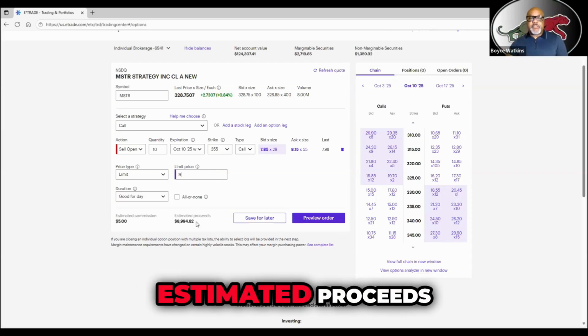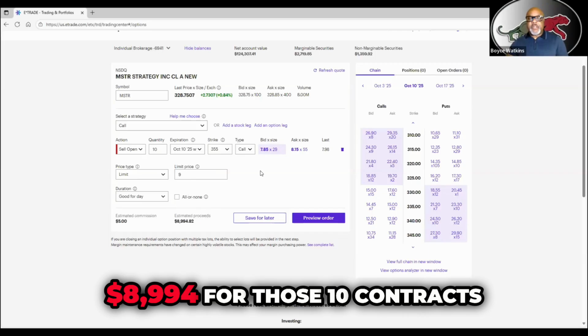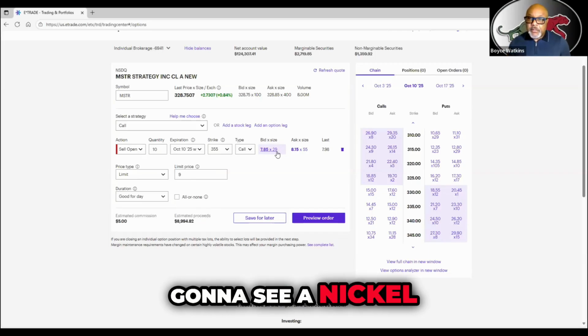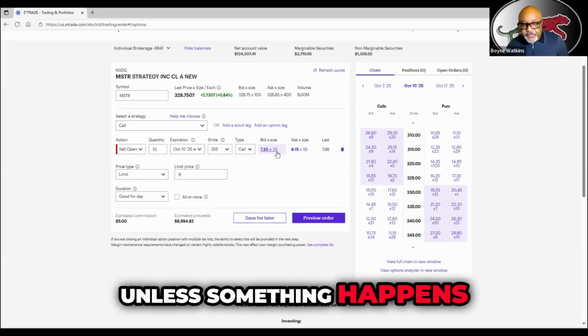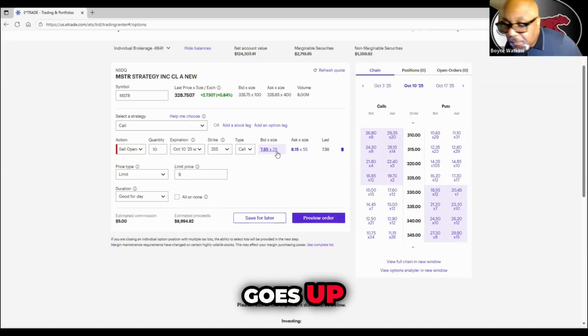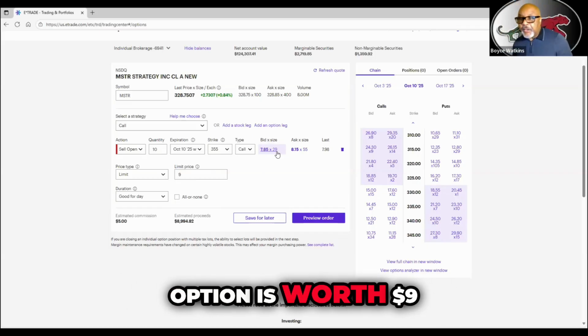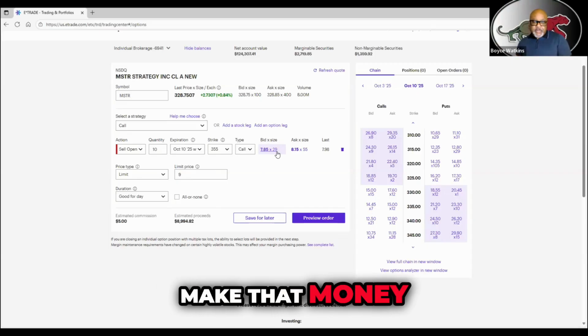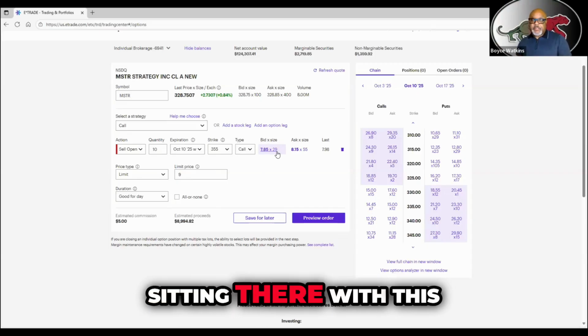Now they're going to give me estimated proceeds, $8,994 for those 10 contracts, but I'm not going to see a nickel unless something happens. If the stock price goes up and suddenly that call option is worth $9, then bam, my order will go through and I will make that money. If not, I'm just going to be sitting there with this big offer.